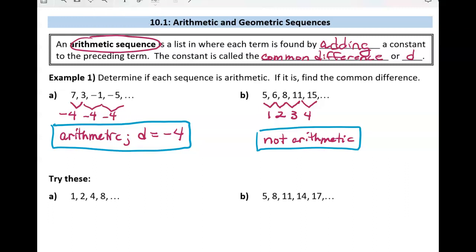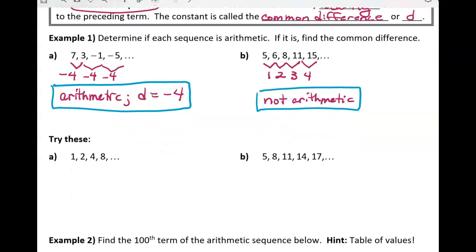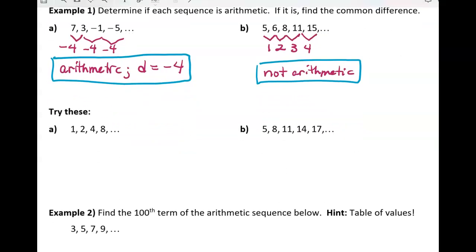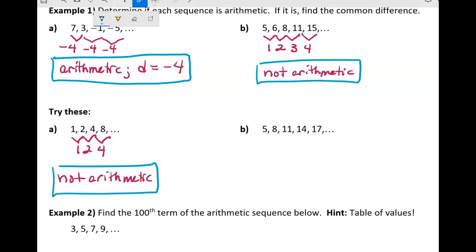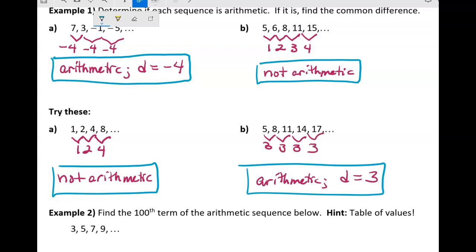All right, try the one below on your own, 1, 2, 4, 8. Pause the video while you do this. So it turns out that this sequence is not arithmetic either. We don't have a common difference between the terms. Now try the next one. You should have found that this sequence is an arithmetic sequence with a common difference of 3, since each term increases by 3 over the previous term.